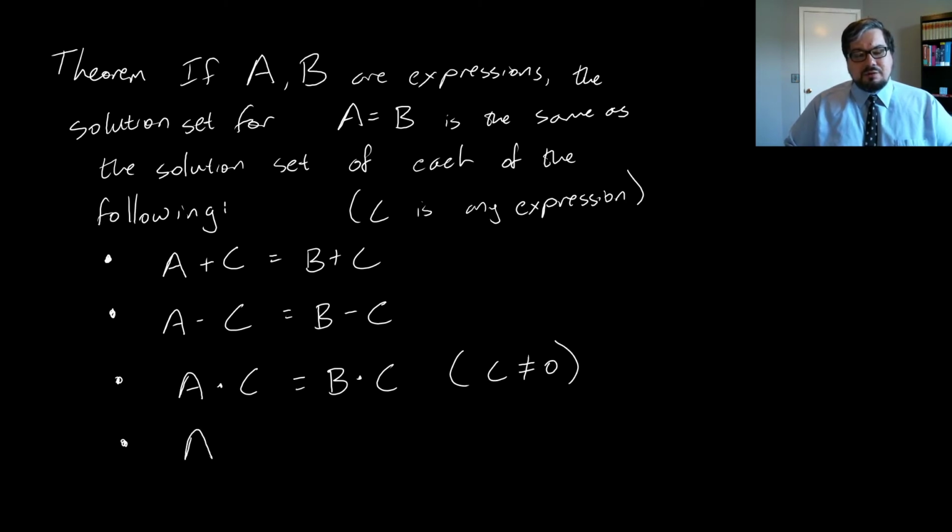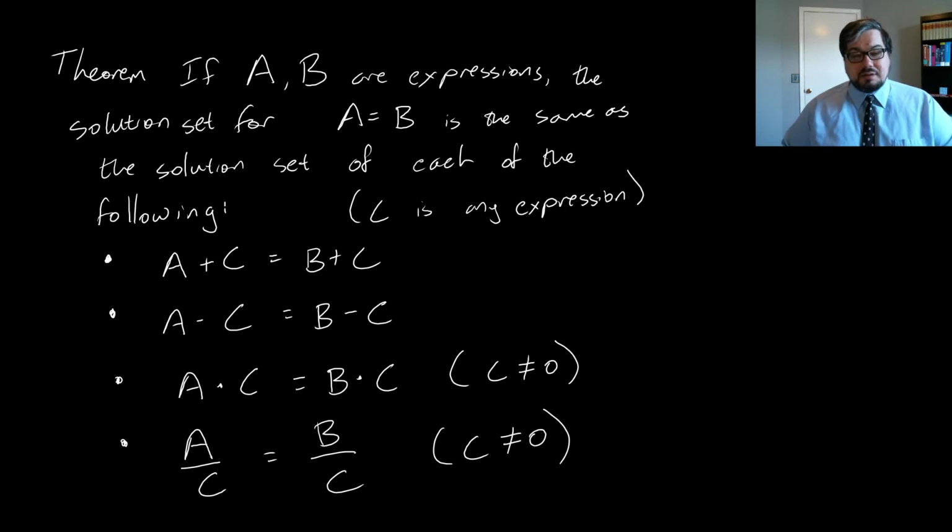And the same is true if I divide both sides by C, as long as C is not equal to 0. So this is saying that we can add, subtract, multiply, or divide both sides of an equation by anything we want, other than 0, and get a new equation which has the same solution set as the original. Now, this gives us a lot of freedom. It means that we, as people working on math problems, have a lot of power, a lot of options for how we can work with this.